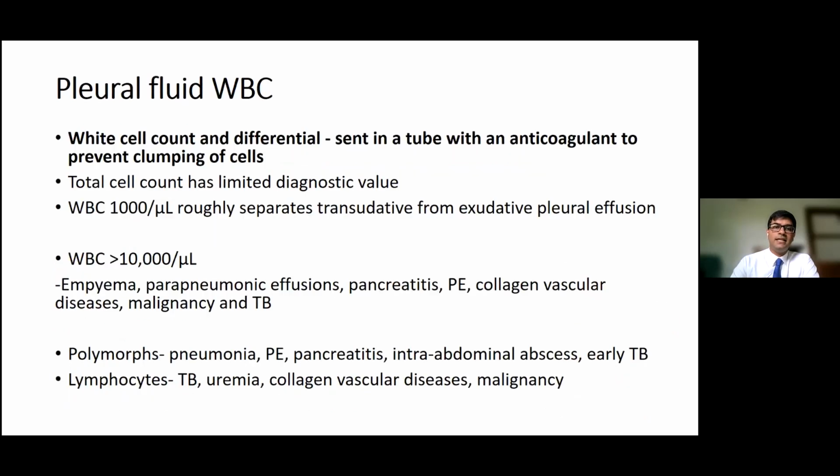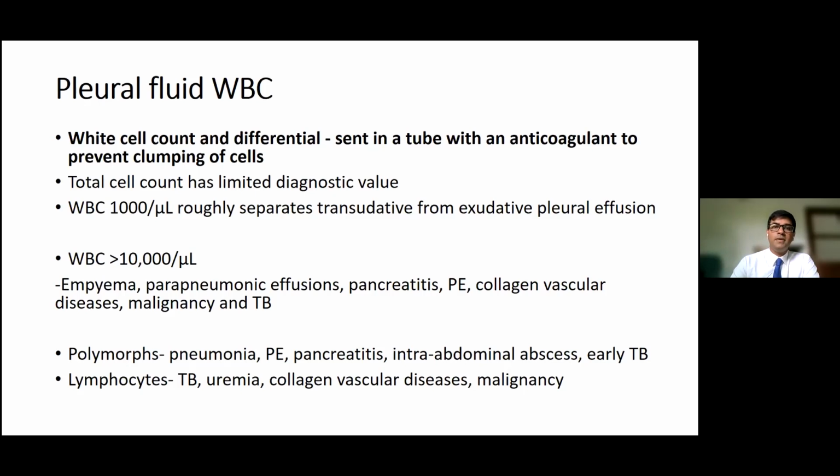The pleural fluid white cell count should always be sent in a tube with an anticoagulant when collecting samples to prevent clumping of the cells. The total WBC count has a limited value. And if the WBC count is more than 1000, it is suggestive of an exudative effusion. However, with the differential count only, you can come to an idea of the origin of the effusion.